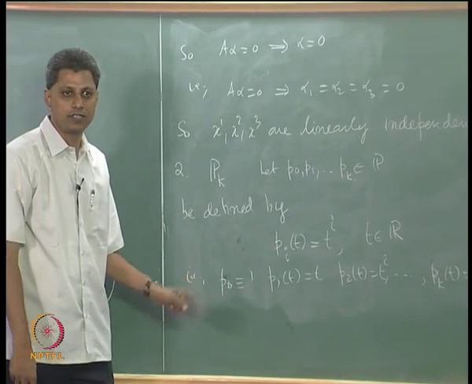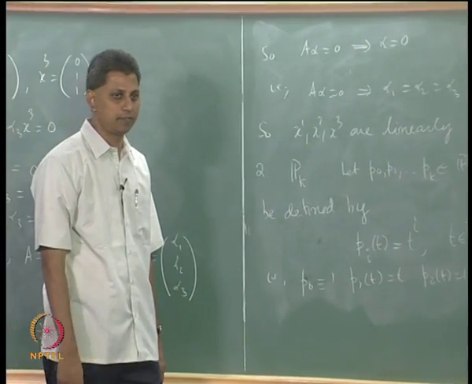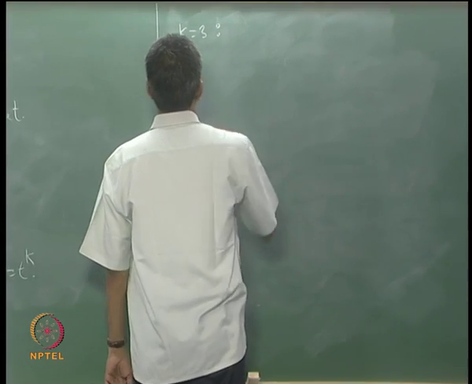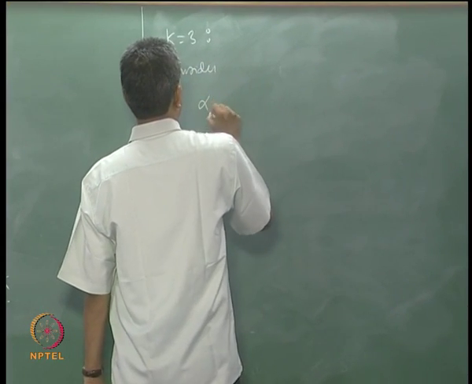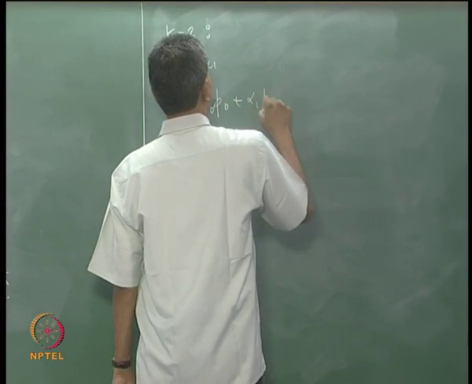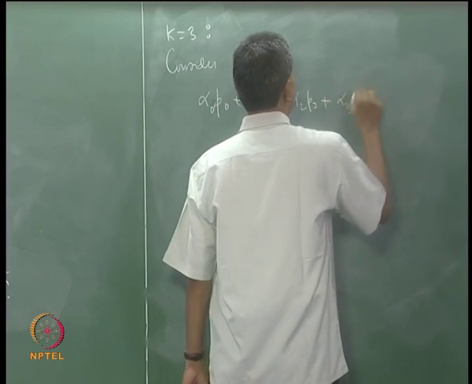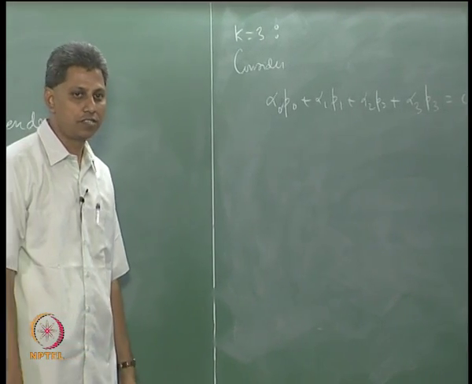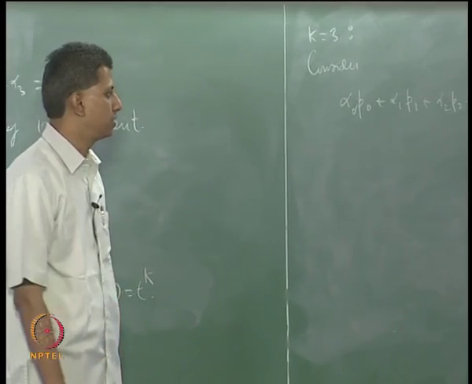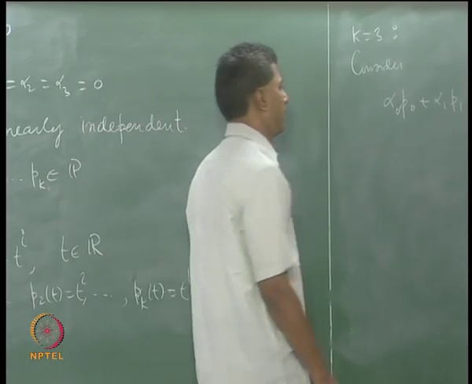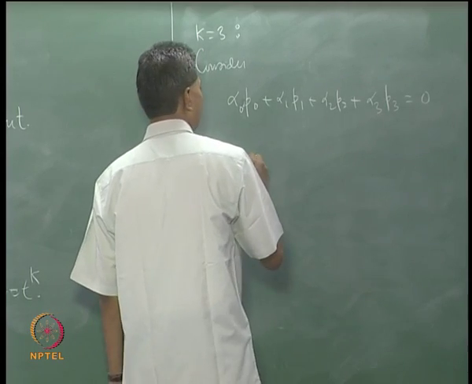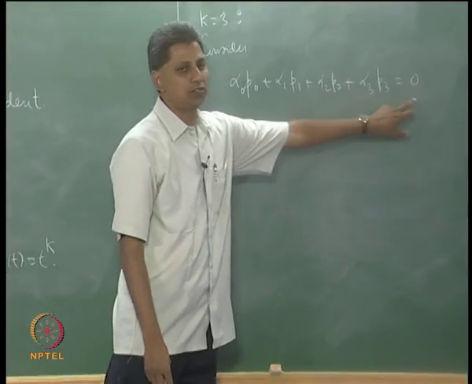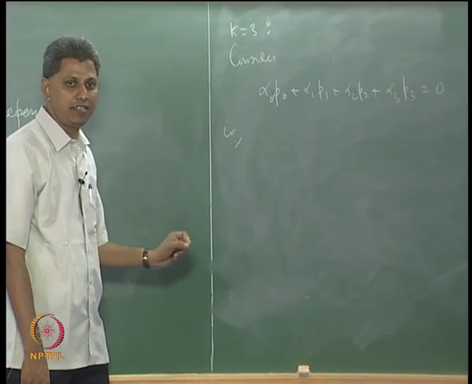Let me conclude by showing that these vectors, that is these polynomials, are linearly independent. Let me take the case k equals 3 just for simplicity and consider a linear combination, alpha 0 p_0 plus alpha 1 p_1 plus alpha 2 p_2 plus alpha 3 p_3. I must see if I can show that all the coefficients are 0. Then I could conclude that these polynomials are linearly independent. Now this means what? The set of polynomials is a vector space, so this is also a polynomial. This polynomial is identically the zero polynomial.